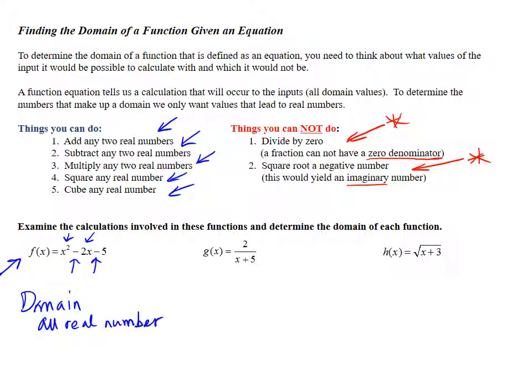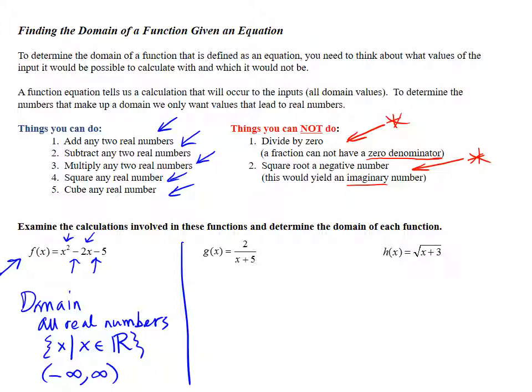Now, sometimes people will also say it's the set of x such that x is an element, we use this fancy looking e, of the real numbers. A way to abbreviate the real numbers is with a capital R with a double bar on the R. That's another way in set notation to write this. And a third way would be in interval notation. To show all real numbers in interval notation, we just say negative infinity to infinity, with parentheses around each. So those are three ways you might see the domain of that type of function written.